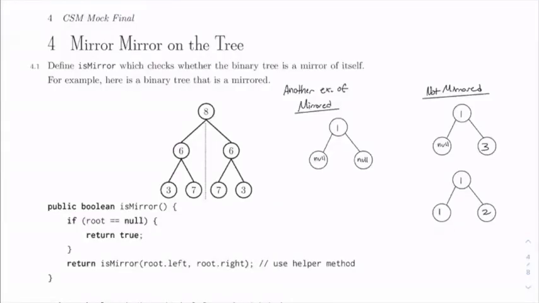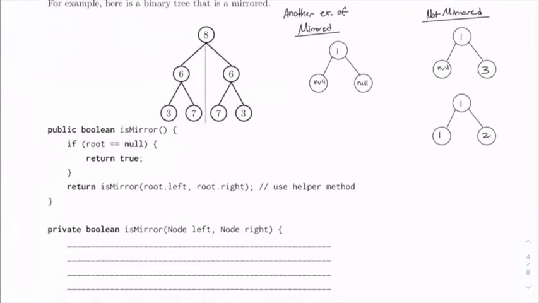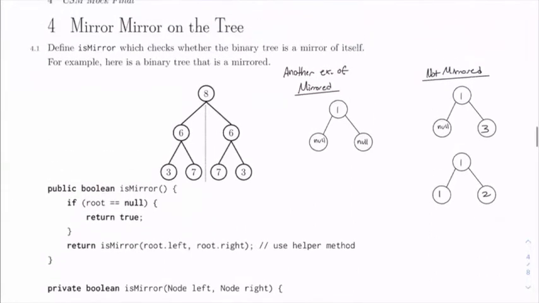Hello, in this video, we are going to cover problem number 4 on the CSM mock final. In this problem, we have some binary tree as an input, and we have to write a function that will check whether the binary tree is mirrored or not. And here we have an example of a mirrored tree. You can see it's basically just a reflection of itself.